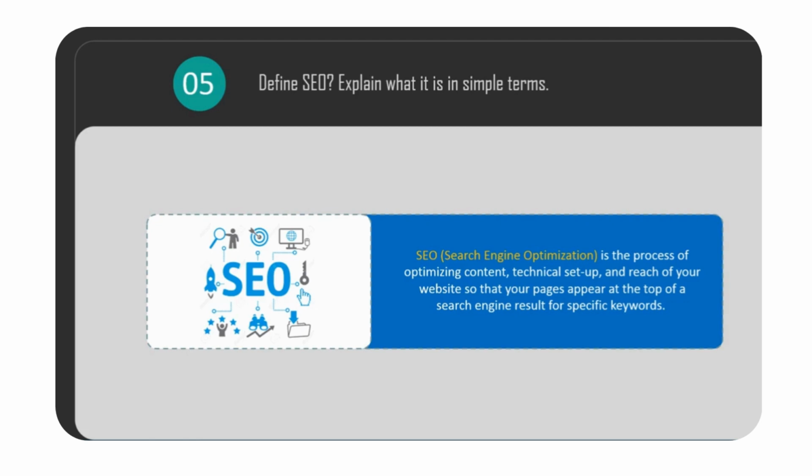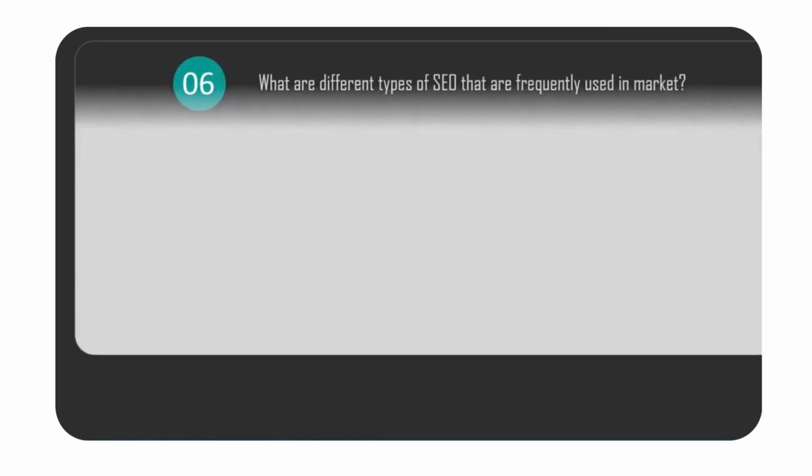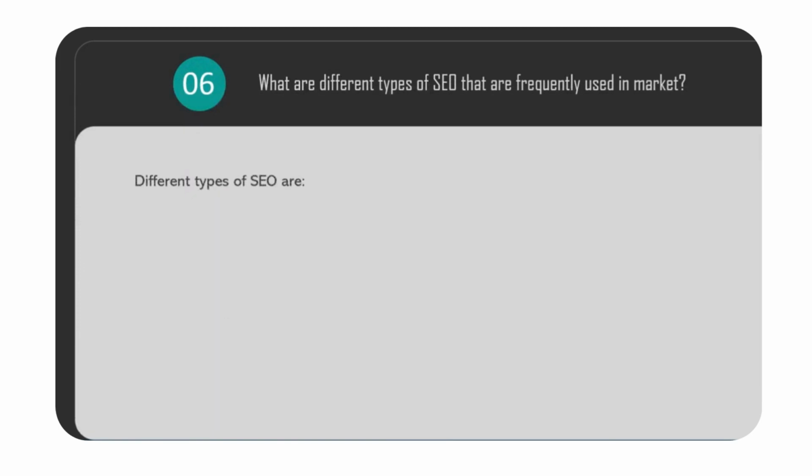Now, moving on to the next question. What are the different types of SEO that are frequently used in the market? So we have namely three types of SEO that are used widely. So let's learn about them in detail.